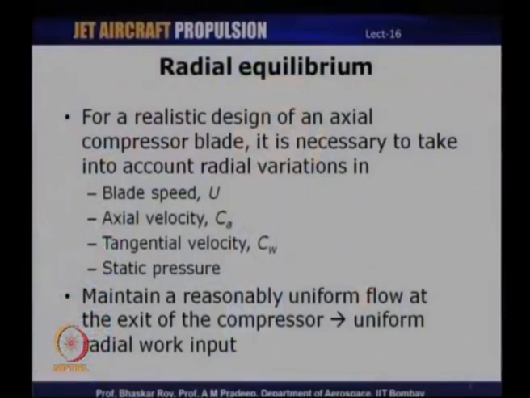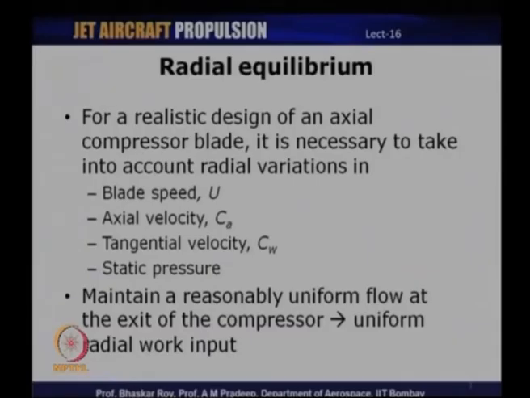So, radial variations of all these properties need to be considered and factored in when we take up a serious design of an axial compressor blade, and that is one of the principles that will be made use of in what we will be discussing in free vortex design. So, for a realistic design, what we need to do is to consider radial variations of the following. One is of course the blade speed, which we know will vary anyway from hub to tip, because it is a direct function of the radius. The other parameter that will need to be considered is the axial velocity, then the radial variation in tangential velocity and static pressure.